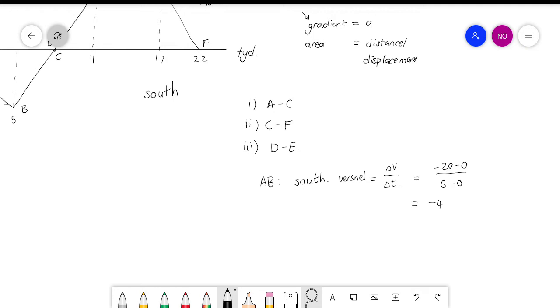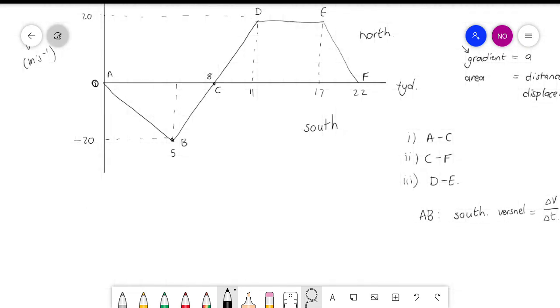How do you calculate the gradient of a straight line? Delta y over delta x. So the final value here is negative 20. Remember, you're only looking at this part of the line segment. So from this point to this point, what was the change in y values? What's the y value there?